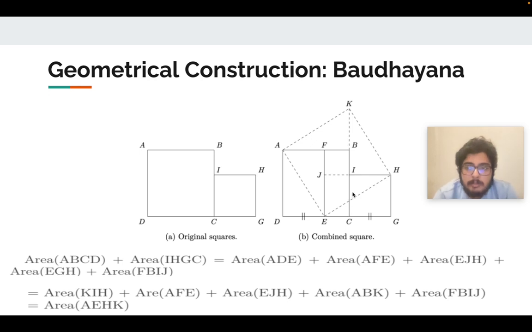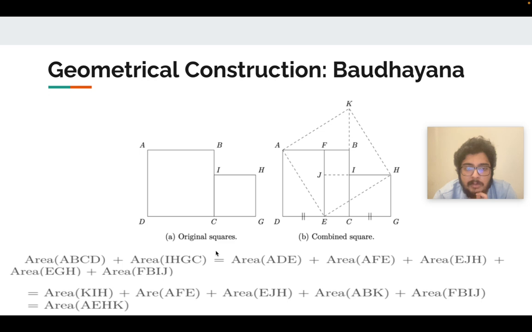So once this is known, now what you can see is that, notice that ADE and KIH are similar triangles. Why? Because both of them are right angled. This DE length is equal to IH because that is how we had constructed it. That IH equal to AF equal to D. So DE and IH are same, and also KH and AE are same because this is a square. So these two triangles ADE and KIH are similar, and hence both of these areas will be same. So ADE, you can replace area of ADE with area of KIH.